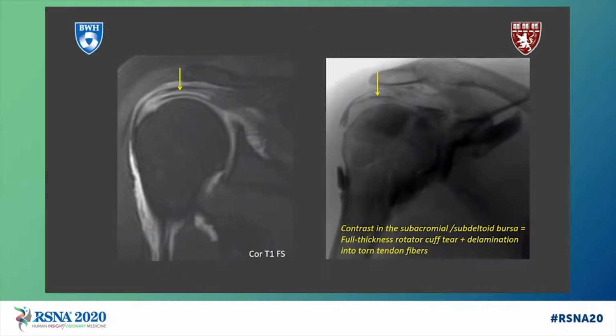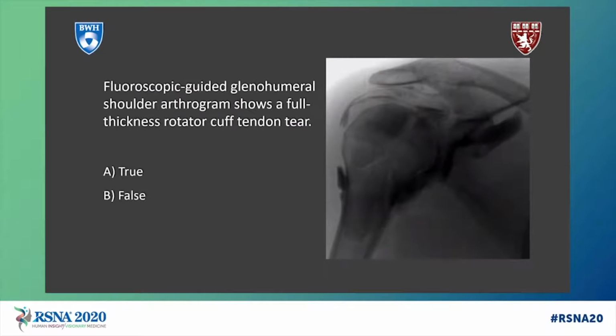This is best seen on our subsequent MR arthrogram on our coronal T1 weighted sequences, demonstrating that region of delamination of the tendon fibers. So back to our original case. Fluoroscopic guided glenohumeral shoulder arthrogram shows a full thickness rotator cuff tendon tear. And of course, the answer is true based on our evaluation.